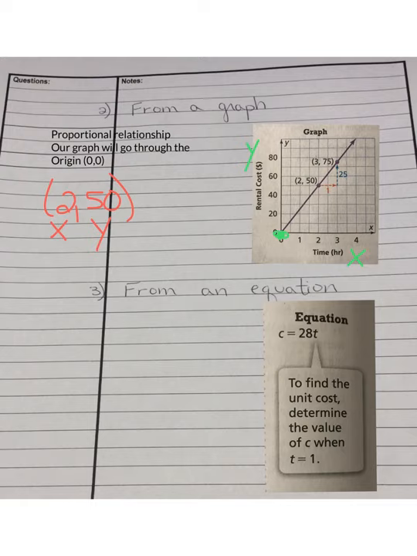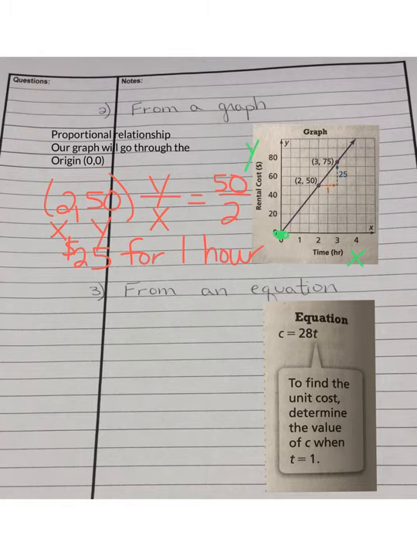So to find my constant of proportionality, we can go back to what we learned in example 1. We take y over x. So if I take 50 divided by 2, my constant of proportionality here, my unit rate, is $25, because that's what your y stands for, $25 for 1 hour. 50 divided by 2 is 25. So $25 for 1 hour.